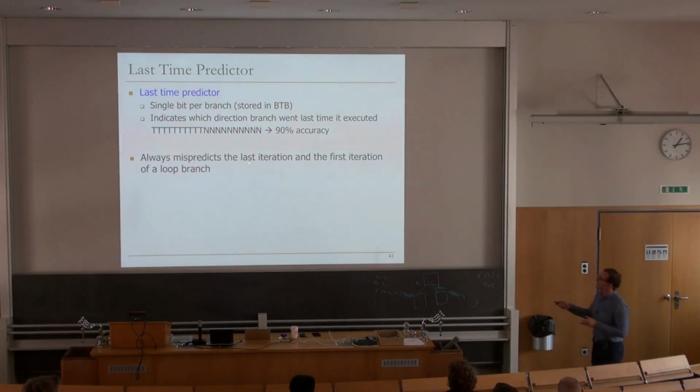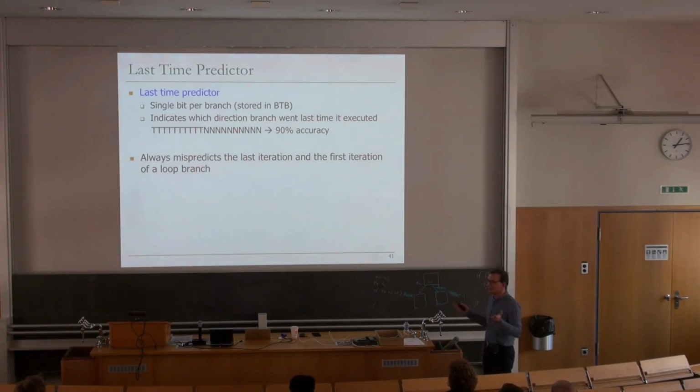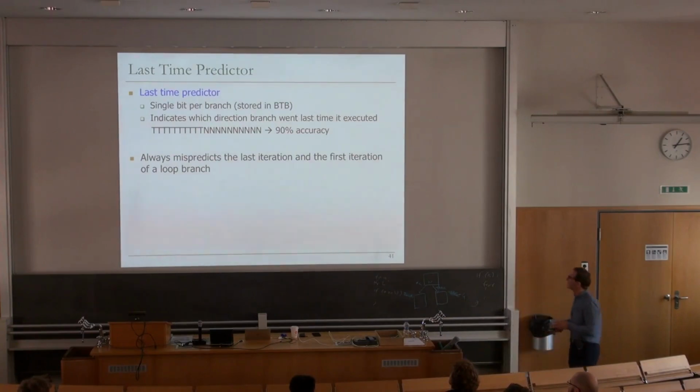Basically, this always mispredicts the last iteration and the first iteration of a loop branch. That's the problem, in the steady state. Actually, in the first execution of the branch, what is your last time? You don't even know. That's the warm-up penalty for this predictor. If you set it to taken somehow, you would get this correct. If you set it to not taken, you would get it not correct. That's the warm-up time. So this is a very quick to warm-up predictor, as you can see. With one execution, you warmed it up. Now, you may not be correct, but you warmed it up.